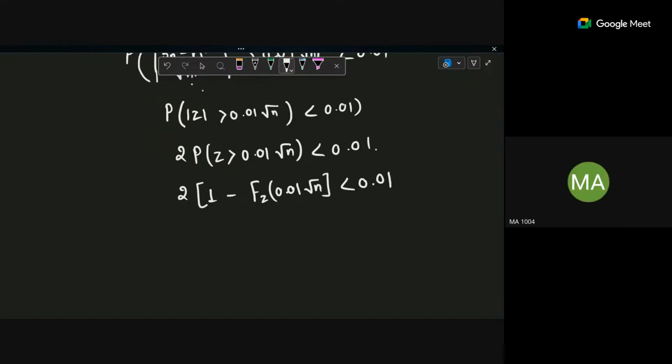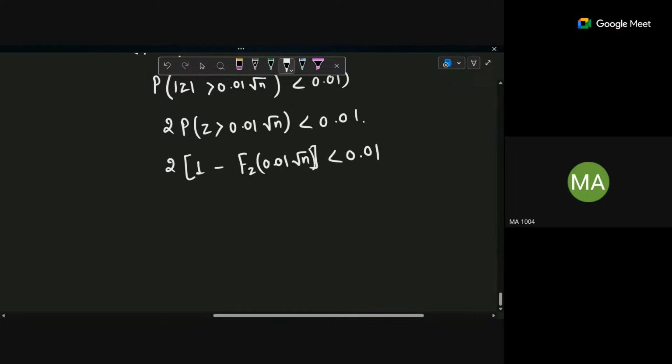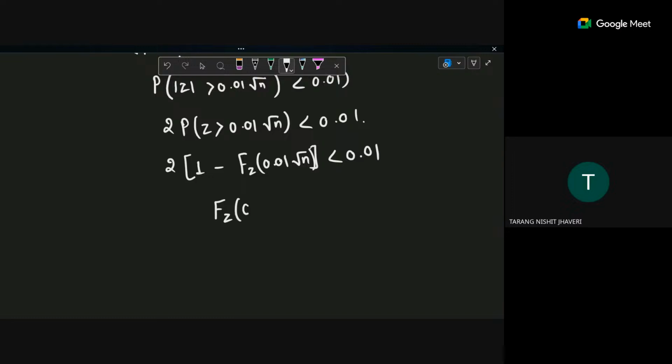Then next, if we solve it, this will get in division and then addition. It will become 2 into 1 minus Fz of 0.01 root n less than 0.01. So if we move it, this 2 will be under division and then this addition. So this will convert it to Fz of 0.01 square root n should be greater than 0.995.